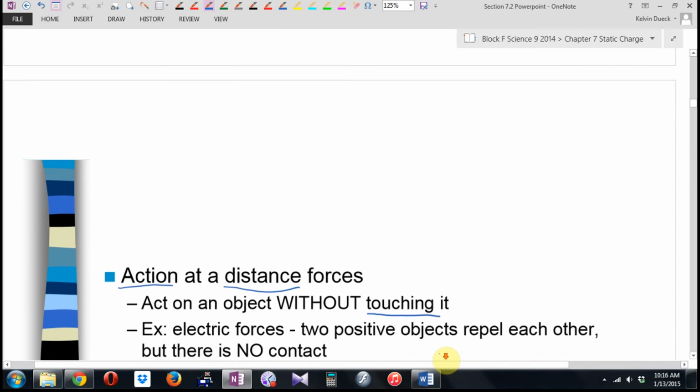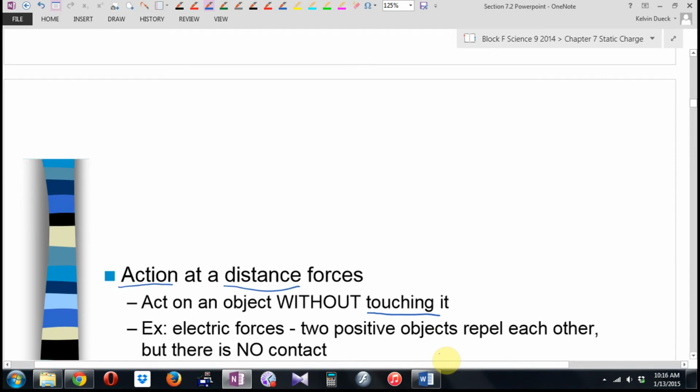As an example, electric forces. 2 positive objects can repel each other, but there's no contact. You saw the other day, for example, I charged up, I think it was a plastic ruler, and it was able to pick pieces of paper up, and in fact the pieces of paper, when there was still a small gap between the ruler and the paper, leapt up. They jumped up. I applied a force to that paper without actually touching it. So it can be a repulsion or it can be an attractive force.